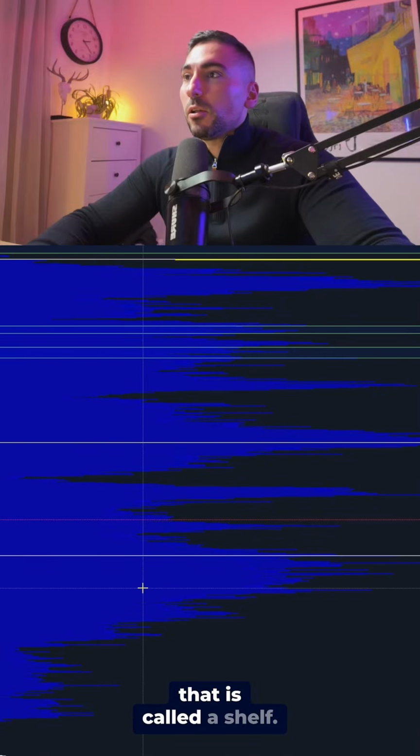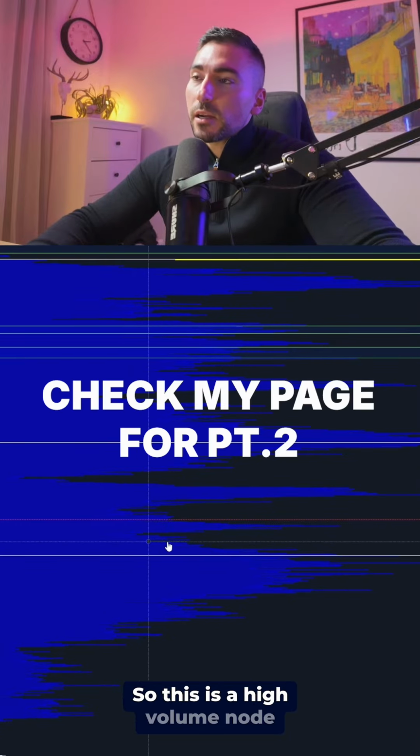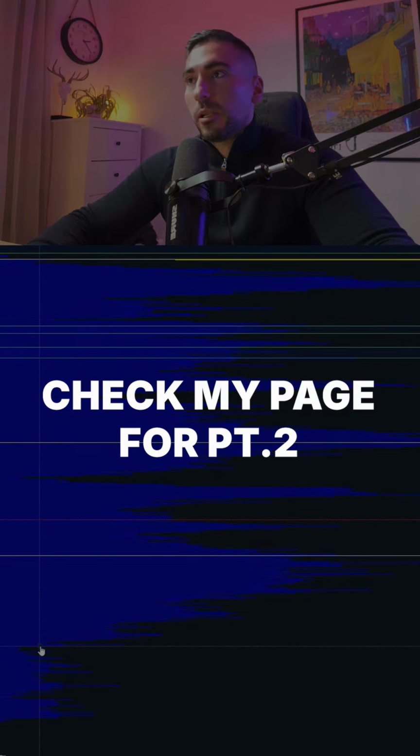have something that is called a shelf. So this is a high volume node. We can also call it a mountain.